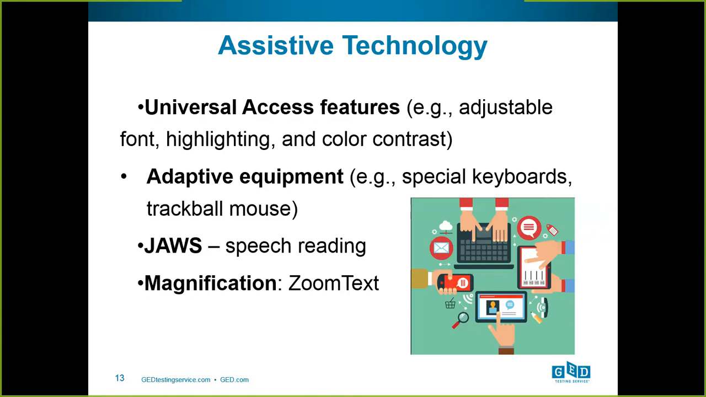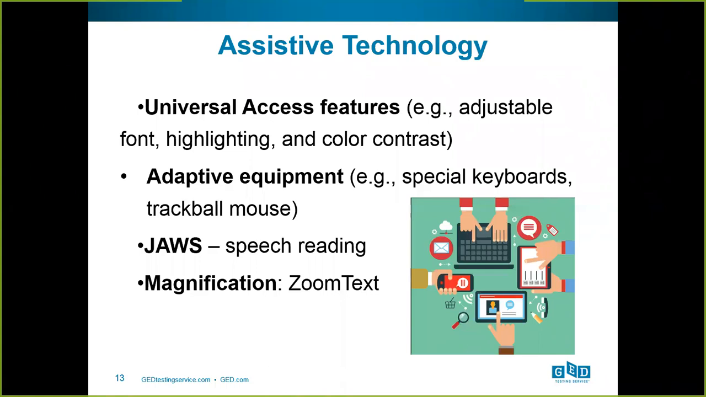JAWS. JAWS is speech reading technology that is available, and we have that also for the GED test. That's one of our newest things. So the test can be read to the candidate. Do know that candidates who select JAWS do have to have an accommodation request, as they do for the adaptive equipment. The difference with JAWS is that candidates do need to be proficient using JAWS.